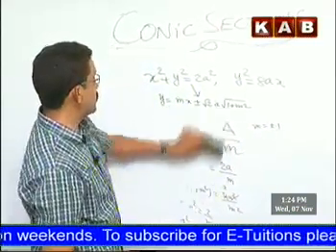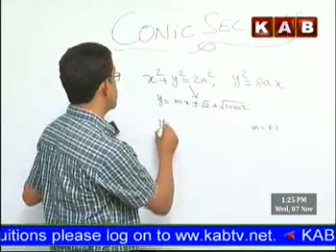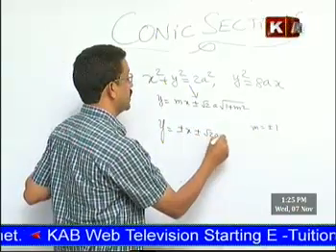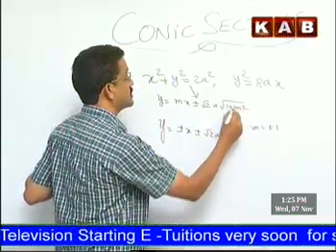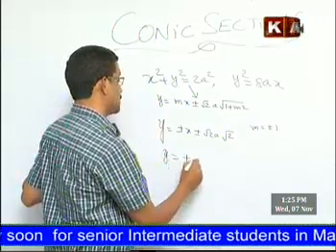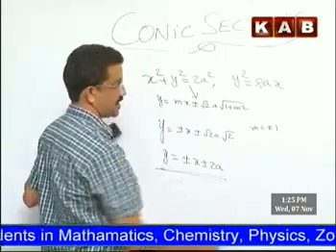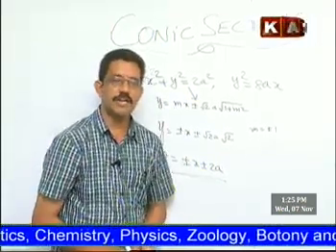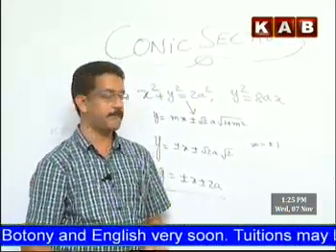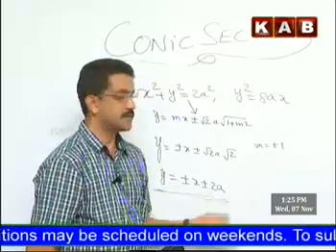Putting back m is equal to plus or minus 1 in the tangent, what do you get? Y is equal to plus or minus x plus or minus root 2a into under root of 1 plus 1, square root of 2. So y is equal to plus or minus x plus or minus 2a. These are the common tangents for the circle as well as the parabola. So look at this, y is equal to plus or minus x plus or minus 2a.